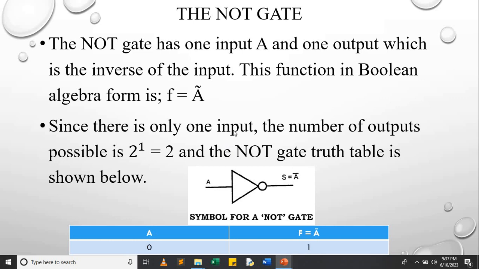Since there is only 1 input, the number of outputs possible is 2, and the NOT gate truth table is shown below. If it is a 0, you invert, you get a 1. And you see the symbol. If it is a 1, you invert, you get a 0.